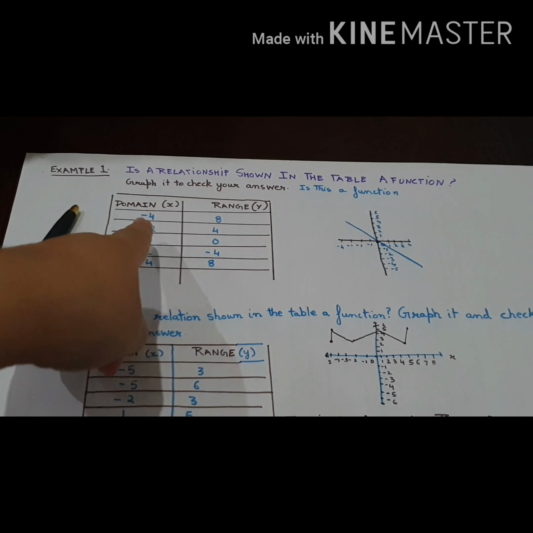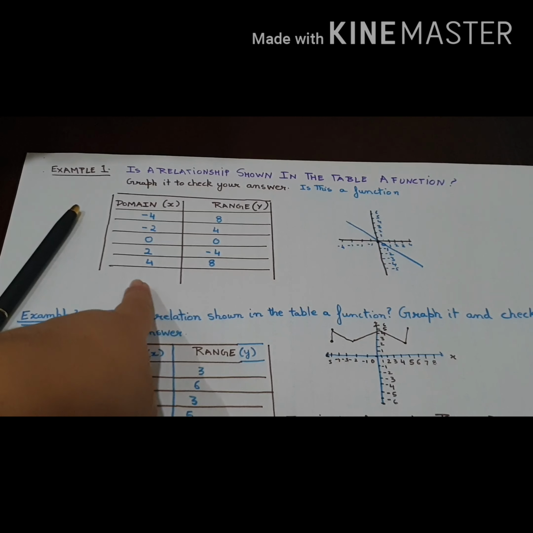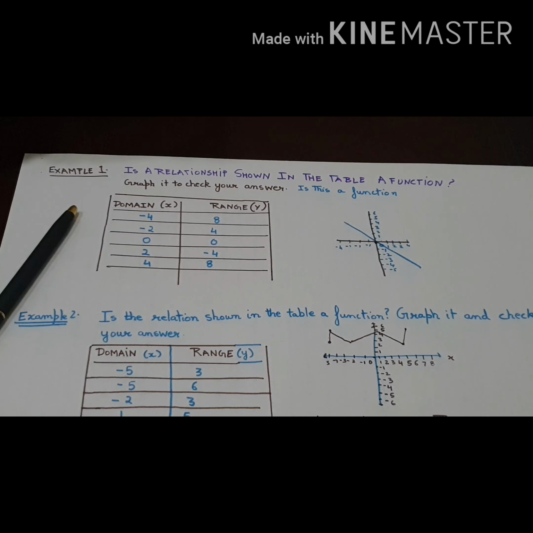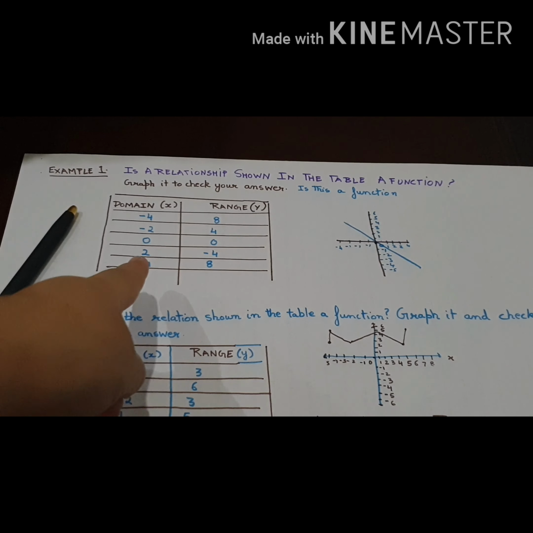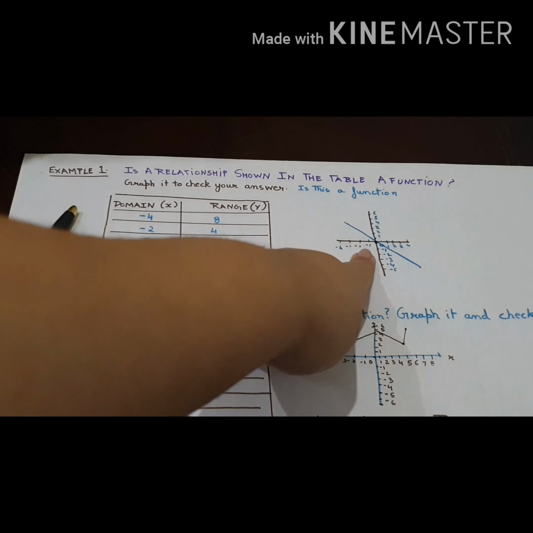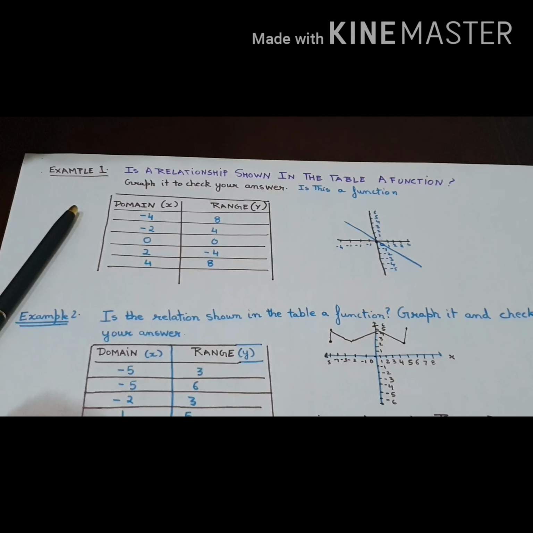Some kids may be thinking, ma'am, I have written -4 and 4, the number is the same. No, -4 means -4 and 4 over here means +4. So no number in the domain is repeated. So with this concept, it's clear that this is a function.